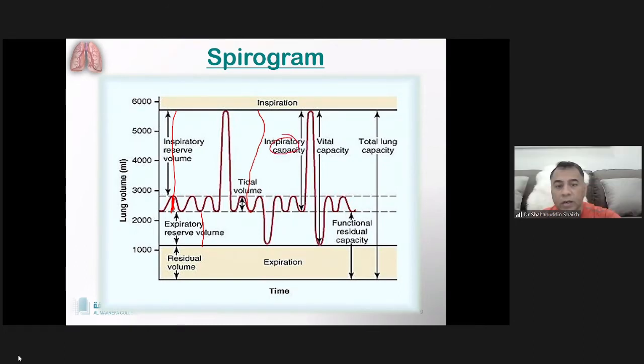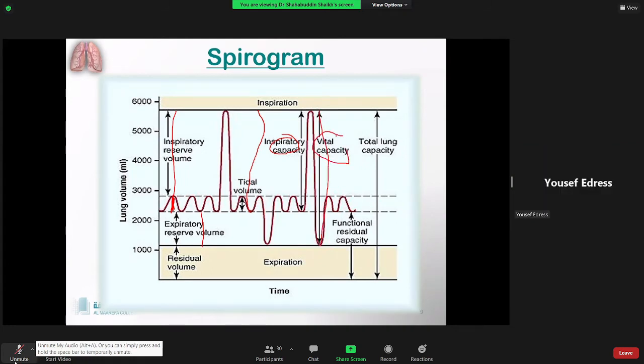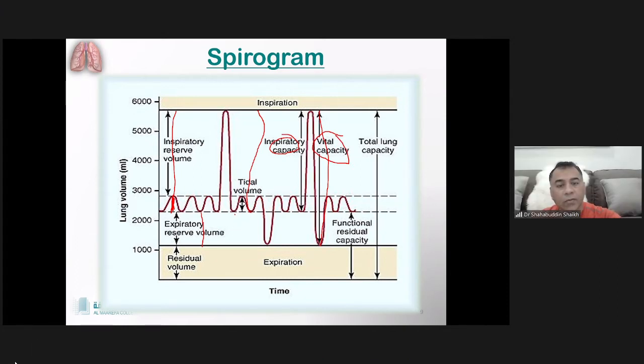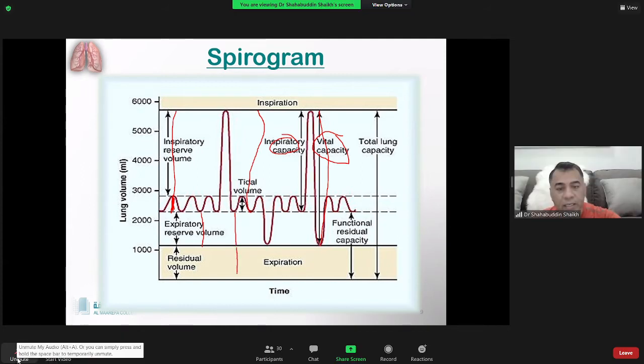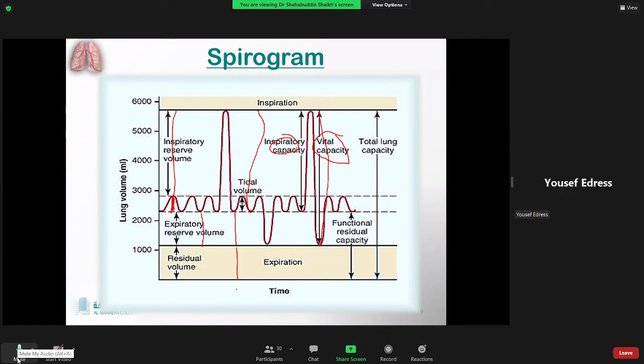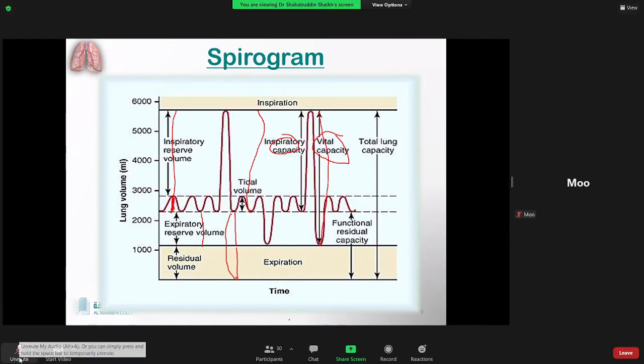Below the level of expiration up to the top, it is vital capacity. Very clear. What is this? Expiratory reserve volume. Very good. Below expiratory reserve volume, what is that? Residual volume. Together, what is this? Functional residual capacity. This is how you have to identify.